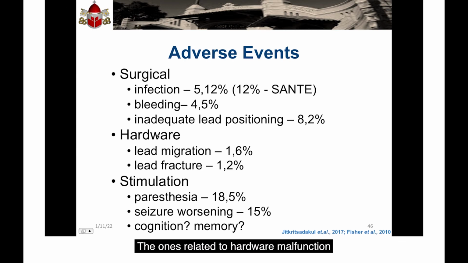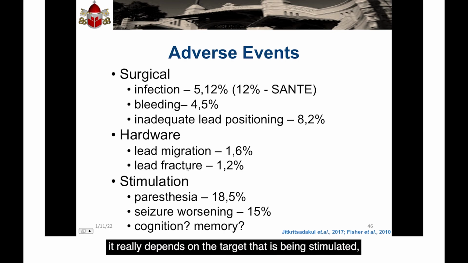And the ones related to stimulation really depend on the target that is being stimulated, but they are generally paresthesia, seizure worsening, and when talking about ANT, they're generally related to cognition and memory. Although there were a lot of subjective complaints about memory, when these patients were tested objectively, the alterations were not significant among groups. So this is something that should be more investigated.